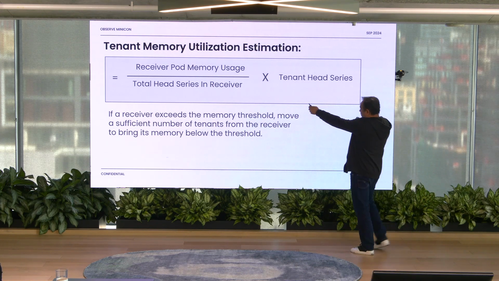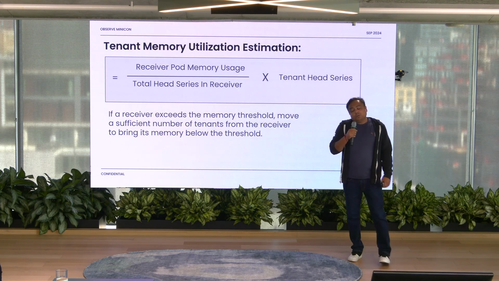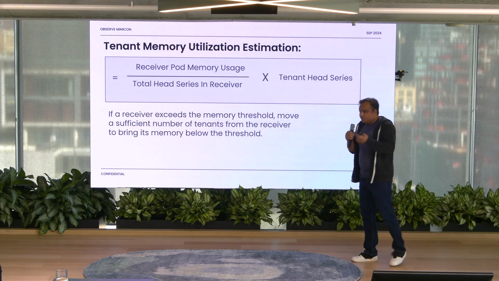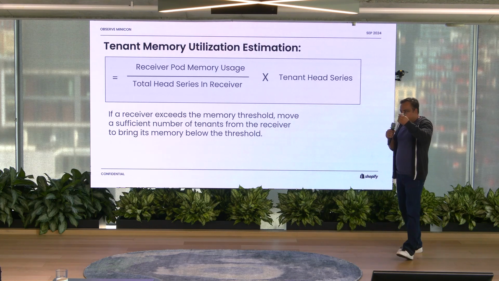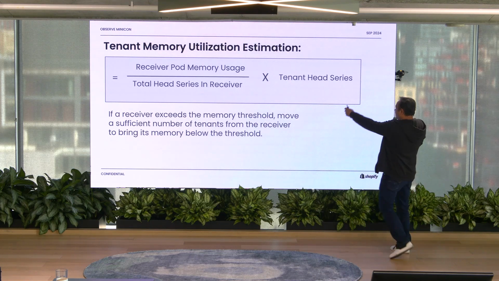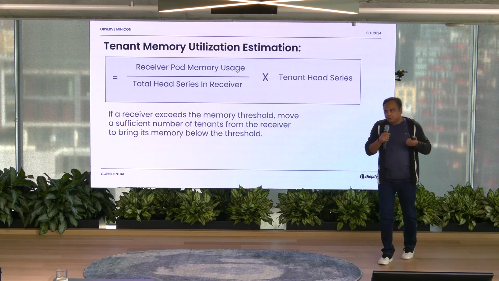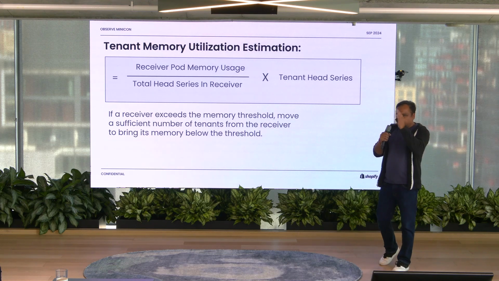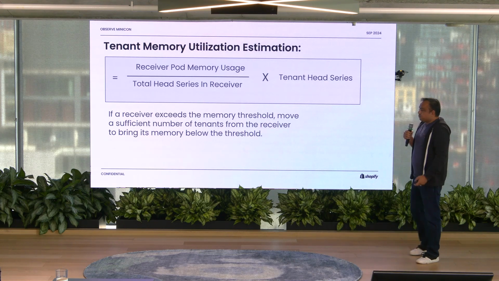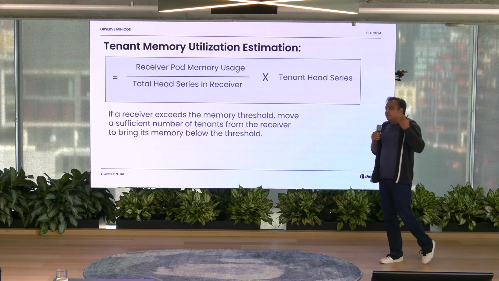So receiver pod memory utilization divided by the total number of head series hosted by that receiver gives us the per-series memory utilization for that receiver. And if we multiply by the tenant's head series, we have how much memory each tenant is using. It's kind of like a pie chart. We know each of these. Now that we have this, the only thing left is to compare.